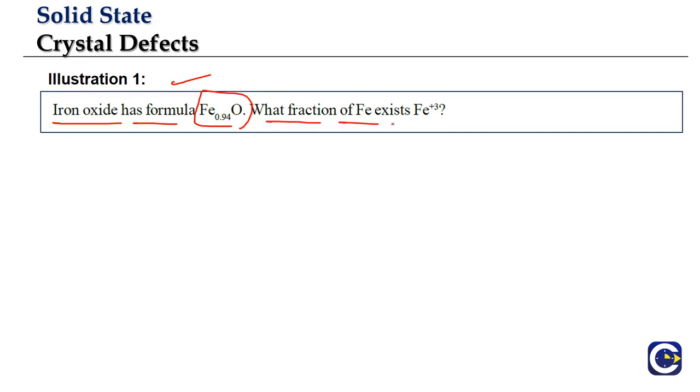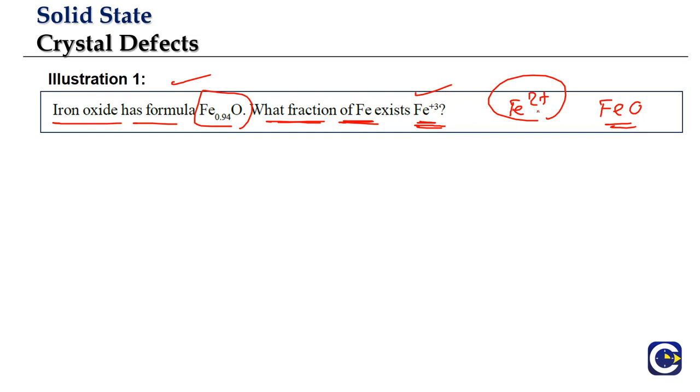What fraction of Fe will exist as Fe3+? Means here, if it is Fe2+, what will be the formula? The formula would have been exactly FeO, that's it. But some of the Fe2+ positions are taken by Fe3+. Now we need to find out what fraction of this Fe will be existing as Fe3+. So how do we do it?